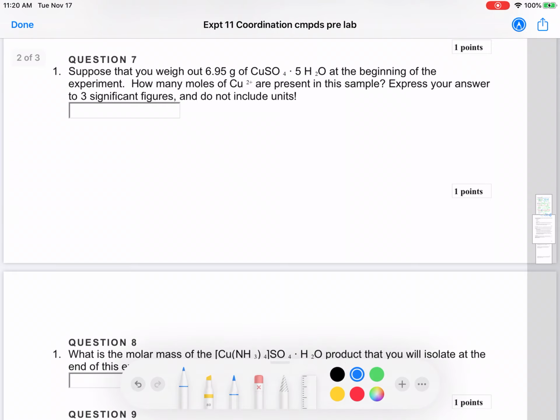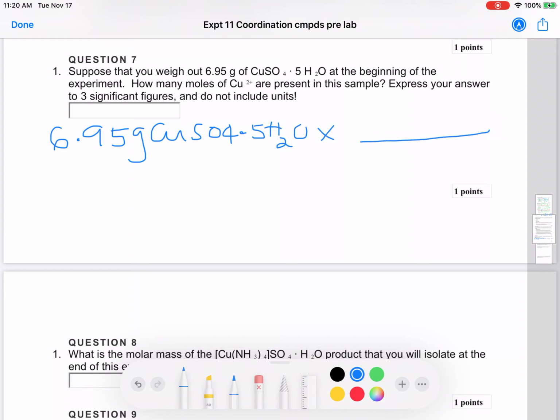So you started with 6.95 grams copper sulfate pentahydrate. Now you need to find out what is the number of moles of copper sulfate pentahydrate. Remember, in question number 2, you found out the molar mass of copper sulfate pentahydrate. So you started with grams, so you put the molar mass, which is the answer from your question number 2.